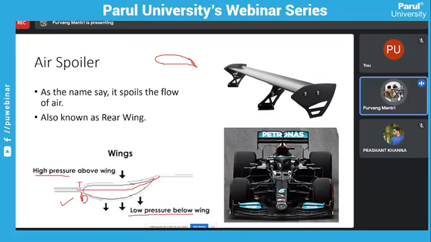In certain cases, we also want negative lift on the front wheels. That's why I've shown a Formula One car over here. These front wings help increase the downforce on the front wheels as well. The working concept is similar to the air spoiler, and it also helps make the flow of the air form a vortex. We will look at how vortex generators help reduce the drag force. So this is how air spoilers work.